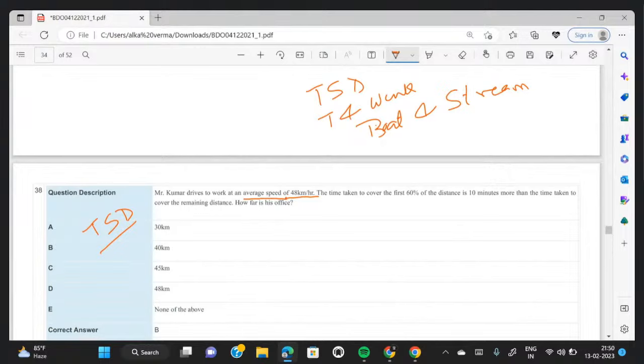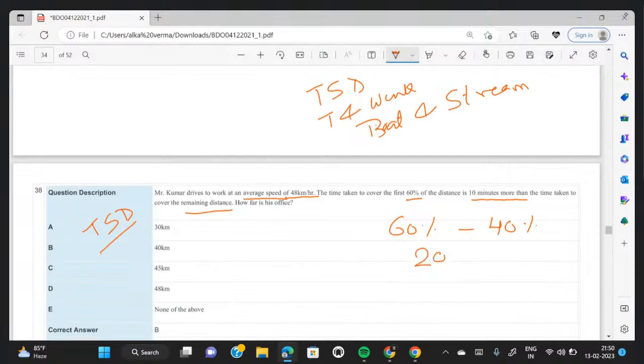So he is driving to work at an average speed of 48 kilometers per hour. The time taken to cover the first 60% of the distance is 10 minutes more than the time taken to cover the remaining distance. So if this first part is 60% of the distance, the remaining will be 40% of the distance.